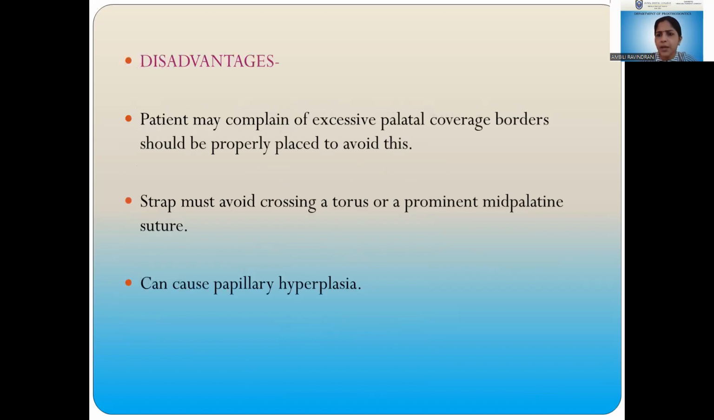Coming to the disadvantages, as the area of coverage is more for the palatal strap, there can be papillary hyperplasia, and the patient can complain of excessive coverage of the palatal region. If there is a torus or prominence in the mid-palatine region, this kind of major connector will cause discomfort for the patient.